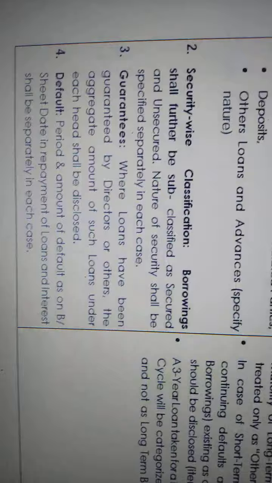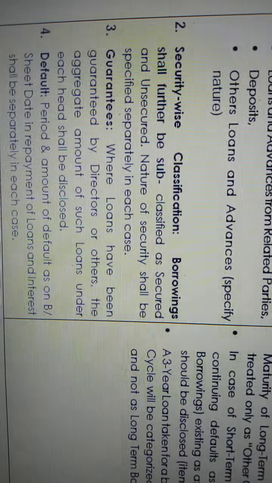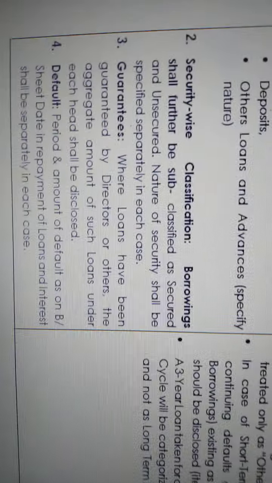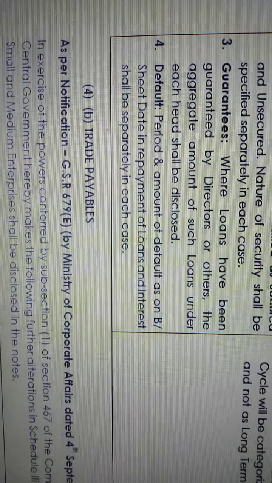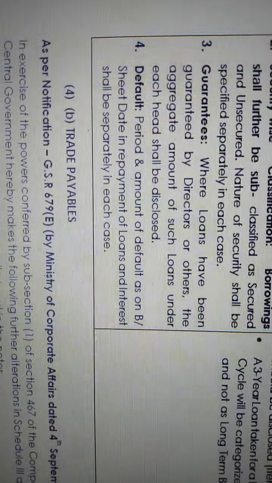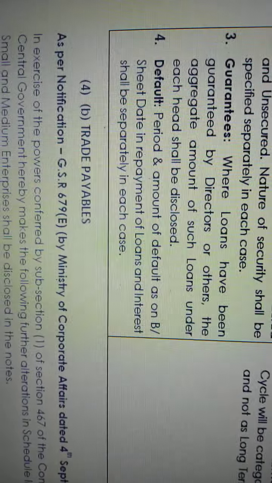Security-wise classification is also required. How much is secured, unsecured, that also we have to see. Guarantees also we have to see. If any default has been made, that also we have to present. For how long a period I did not pay the amount, that also we have to present. Okay.